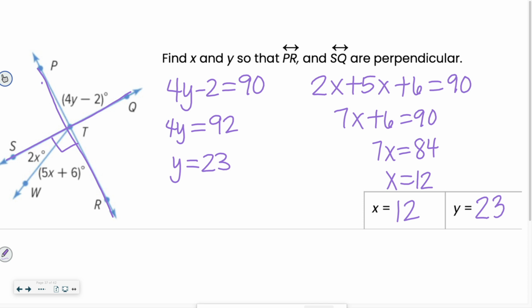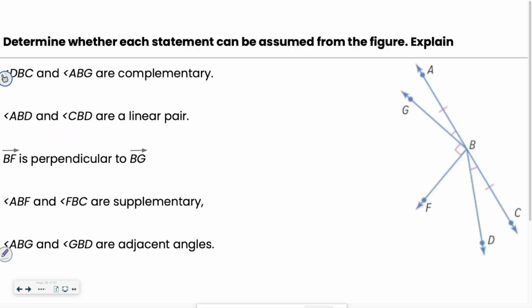And we just have, I think, 5 true or false on the next page. Just looking at those relationships and seeing if we can identify them in a big picture. So true or false, here we go. DBC and ABG. Are those two angles complementary? You guys remember what complementary means? So close, the other one. Oh, 90. So do those two angles add to 90? They could, but do we know? No. We don't have enough information, so you're going to write false.